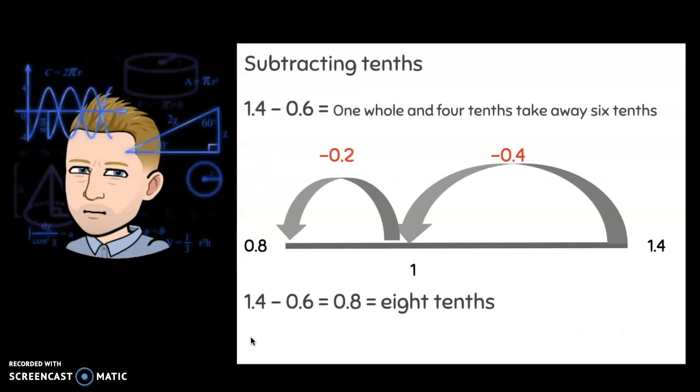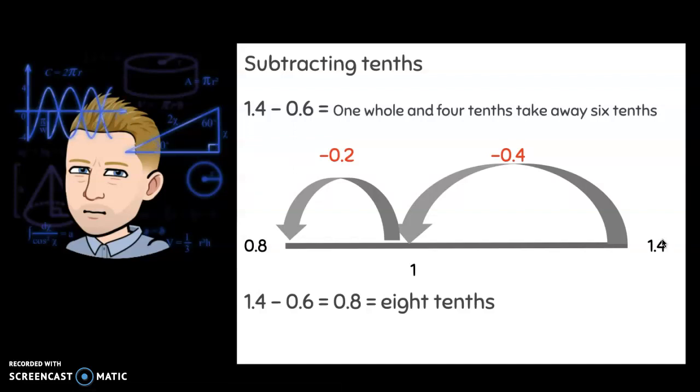Subtracting tenths, 1.4 take away 0.6, or 1 whole, and 4 tenths take away 6 tenths. What do? You draw a number line, guys. Step 1, draw a number line. On the right hand side there, you write 1.4. And then you make bounds going backwards, taking away the tenths.